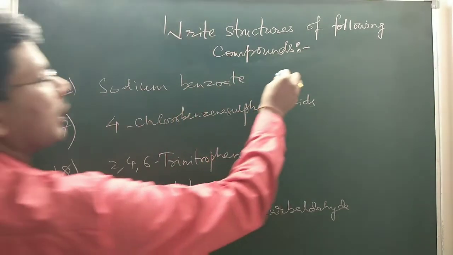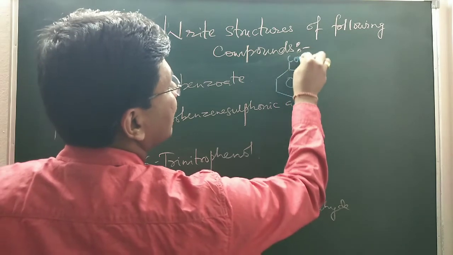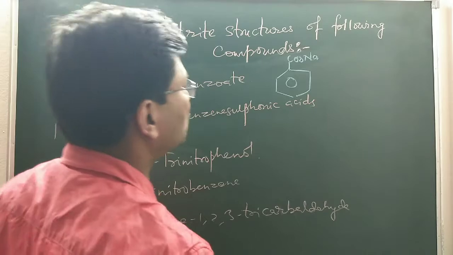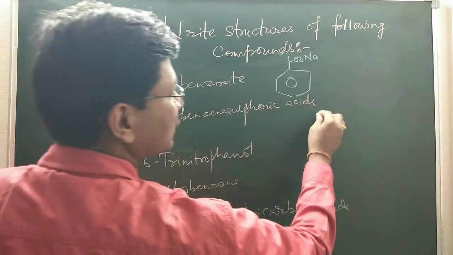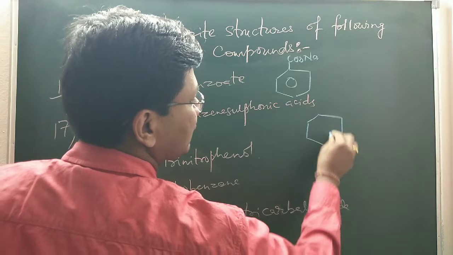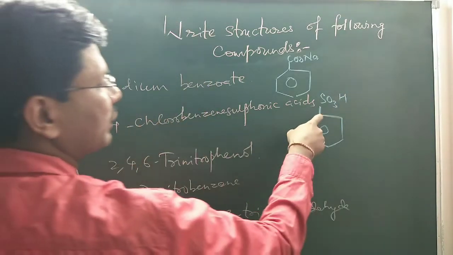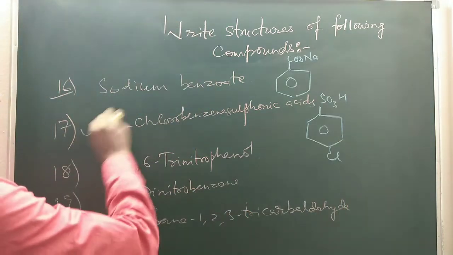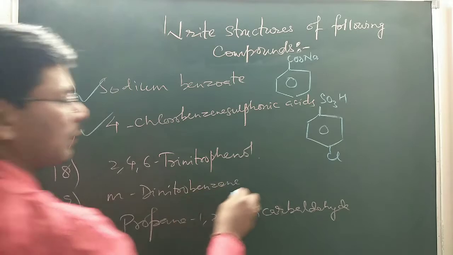Next is sodium benzoate. First you have to draw benzene, and then COONa. This is sodium benzoate. It is used as a food preservative. Next is 4-chlorobenzene sulfonic acid. First draw benzene sulfonic acid. This is benzene sulfonic acid, and the fourth position is chlorine. Counting 1, 2, 3, 4, the fourth position is chlorine. So this is called 4-chlorobenzene sulfonic acid.